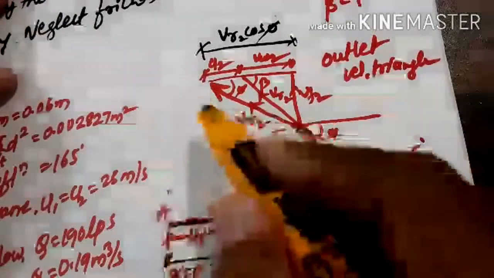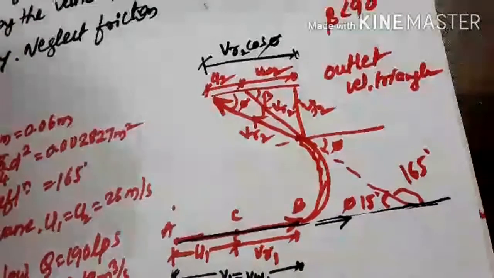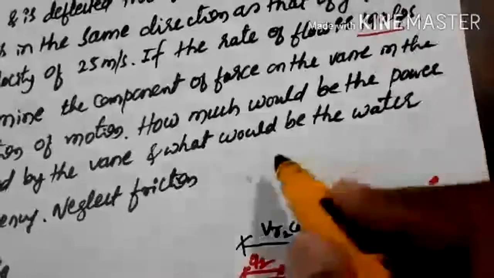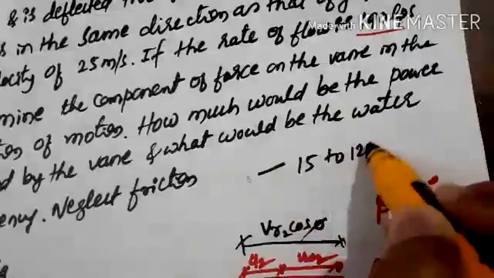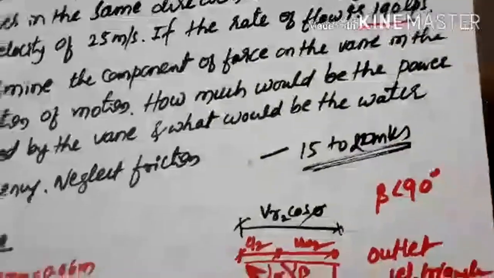So drawing the velocity triangle is very, very important here. Once you draw it, it is very easy to calculate the force exerted by the jet on the vane, as well as the power developed and the efficiency of the jet. I hope you understood this problem. So practice this kind of problems, and generally this type of problems is asked in exams for 15 to 20 marks sometimes. Thank you.